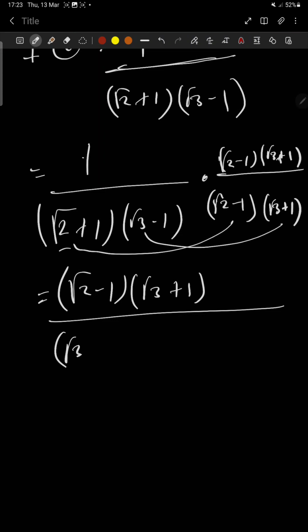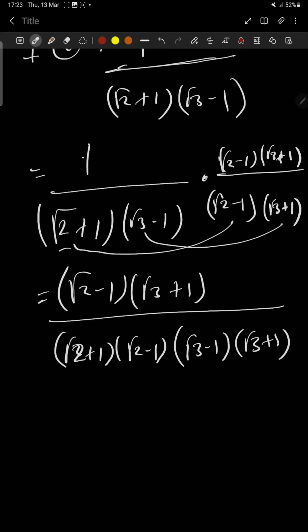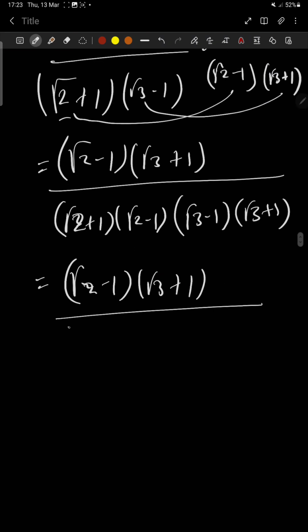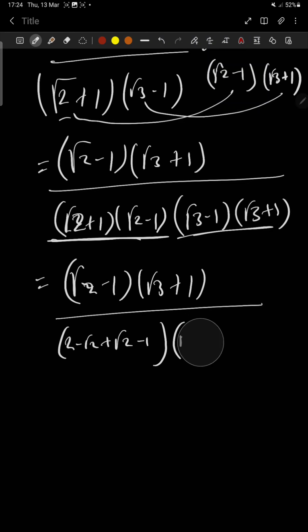So I'll multiply square root of 2 plus 1 with the square root of 2 minus 1. Then square root of 3 minus 1, I'll multiply it with the square root of 3 plus 1. Conjugate to conjugate. I'll leave the numerator the way it is. I'll not tamper with the numerator. Then I'll start expanding in brackets. Square root of 2 times the square root of 2 is 2, minus square root of 2 plus the square root of 2 minus 1. I'm done with expanding for this one. Even here I'll expand. This will be 3 plus square root of 3 minus square root of 3 minus 1.